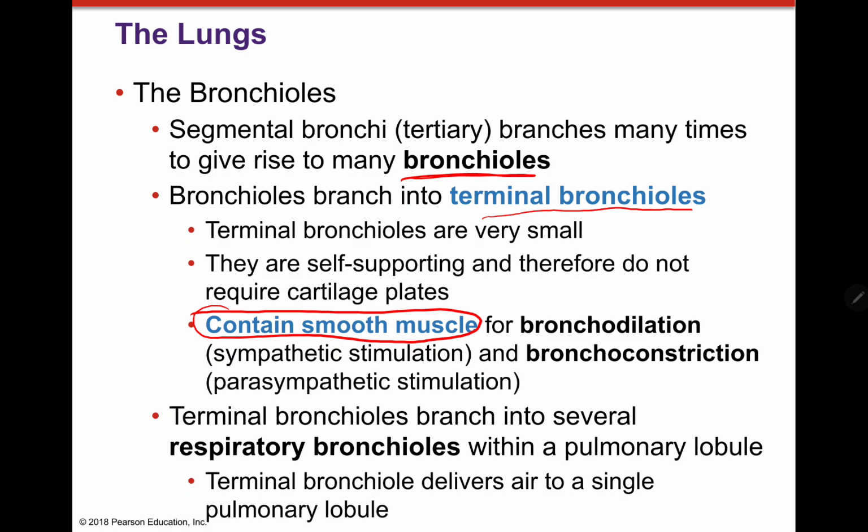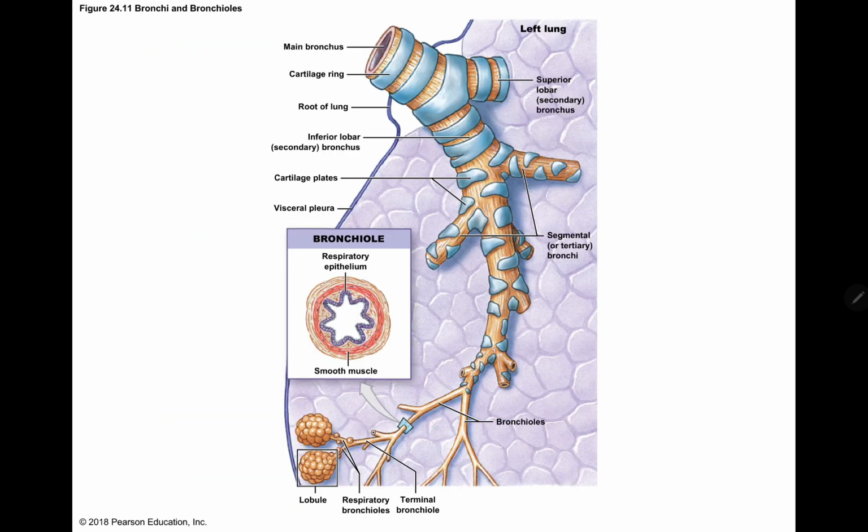Okay, those terminal bronchioles would then branch into several respiratory bronchioles. It's these respiratory bronchioles within that pulmonary lobule, and these terminal bronchioles deliver air to a single pulmonary lobule. So you can see right here, these terminal bronchioles will deliver air to these lobules through these respiratory bronchioles.